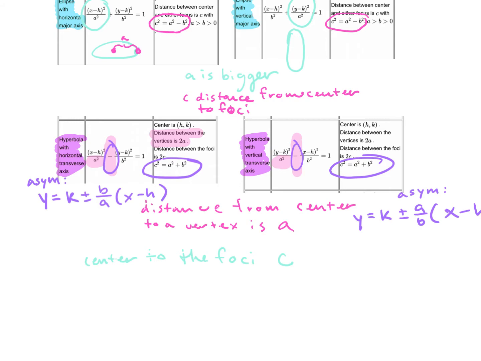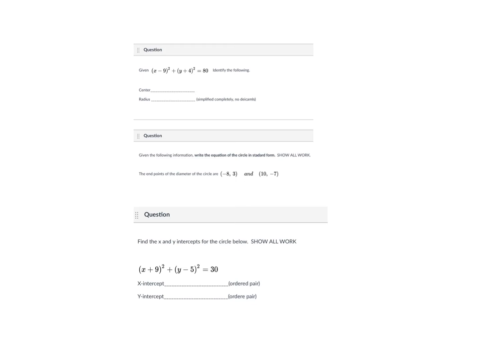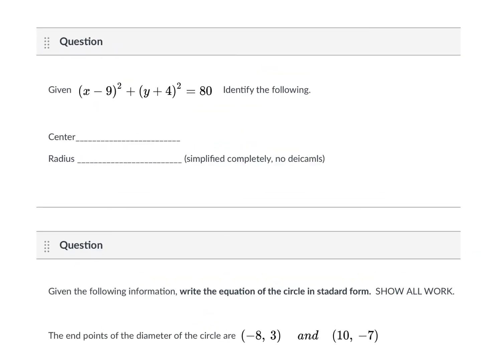All right, let's do some examples. So given, identify the center and the radius. What type of conic is this? Is it a circle, parabola, ellipse, hyperbola? What is this? Circle. Looks like our circle equation, so it's a circle.